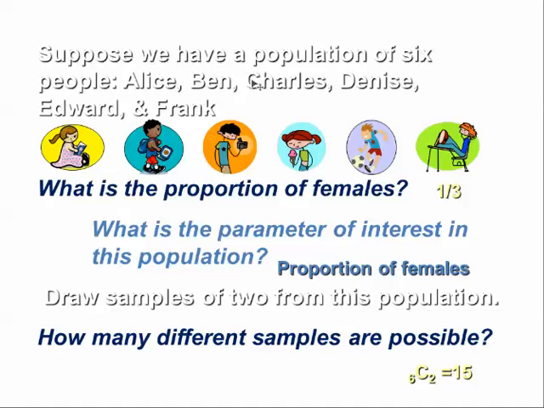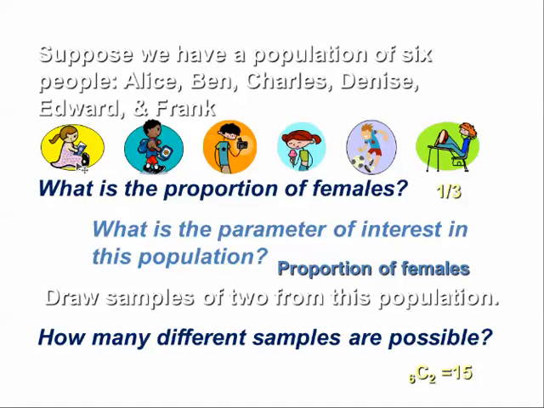Now, suppose we have a population of 6 people: Alice, Ben, Charles, Denise, Edward, and Frank. What's the proportion of females? Well, it's 1/3. What is the parameter of interest in this population? Well, the proportion of females. Draw samples of 2 from this population. How many different samples are possible?